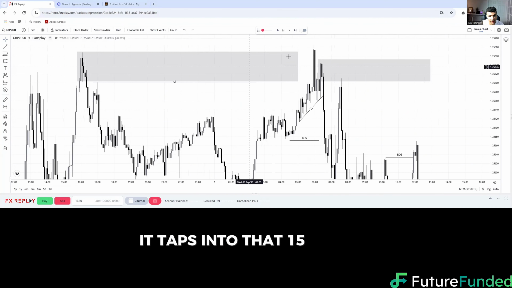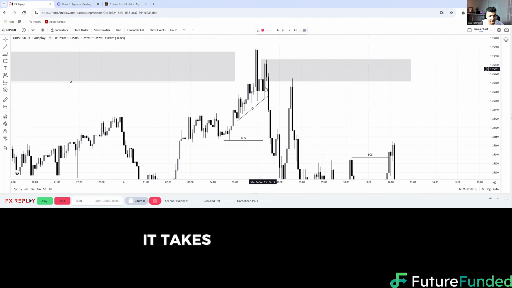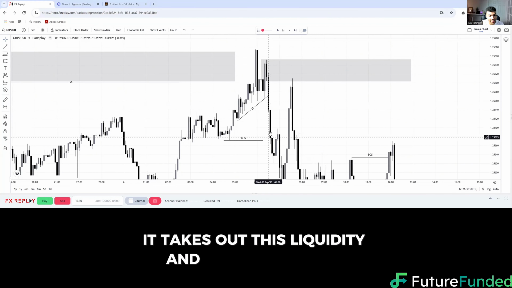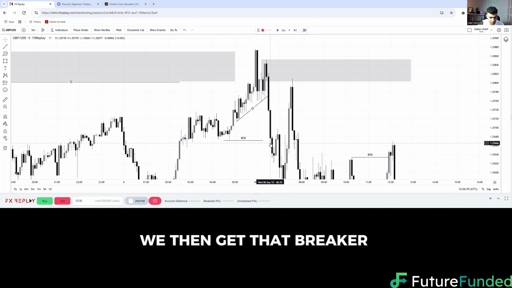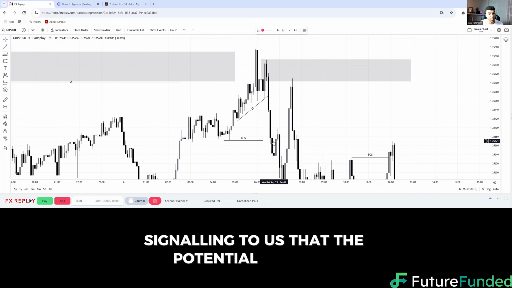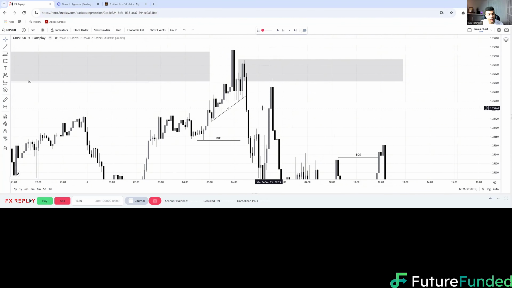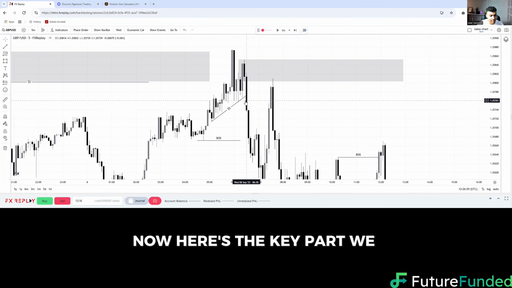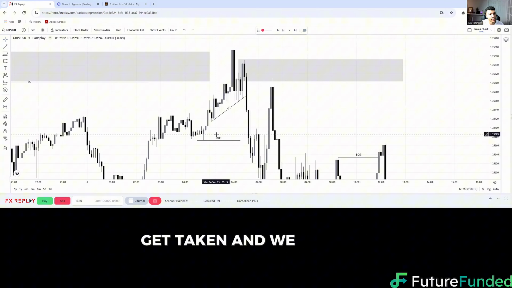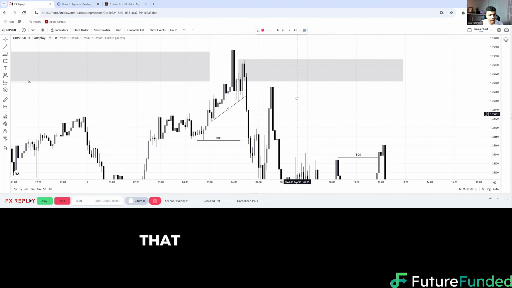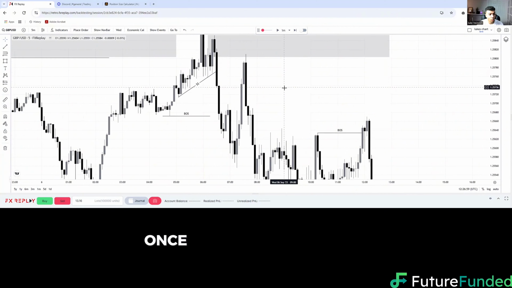It taps into that 15-minute point. It takes out this liquidity. And then in doing so, we get that break of structure to the downside, signaling to us that the potential uptrend or retracement phase might be coming to an end. Now, here's the key part. We need to see liquidity get taken and we need to see a break of structure. Both of those things happen.